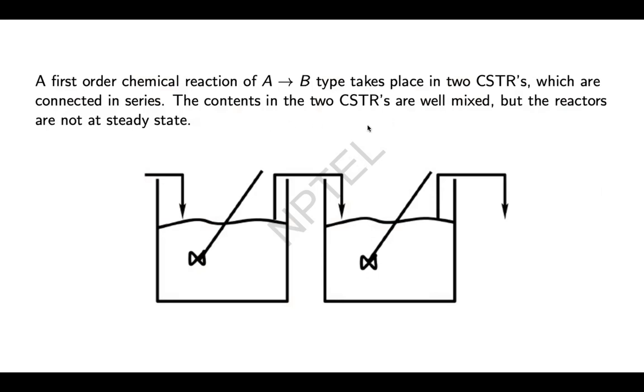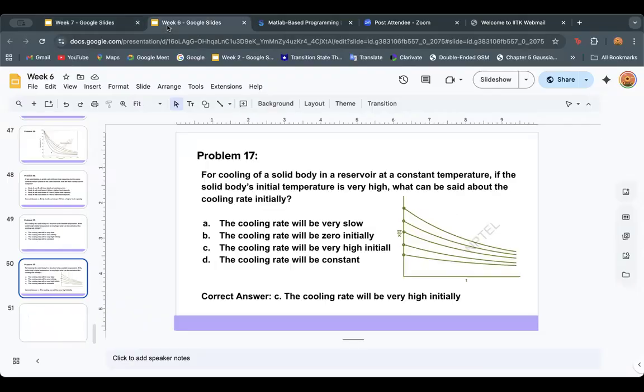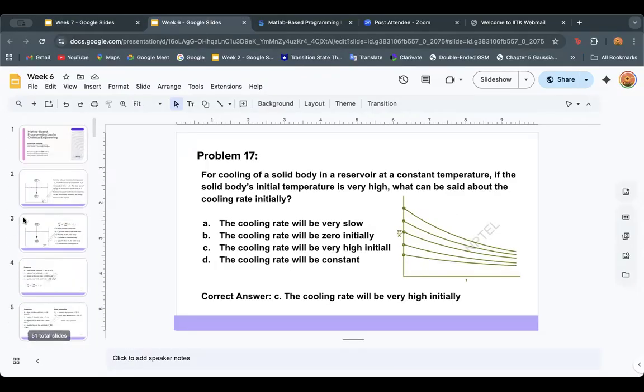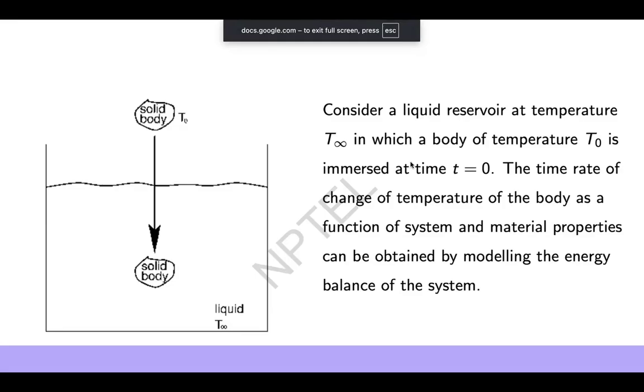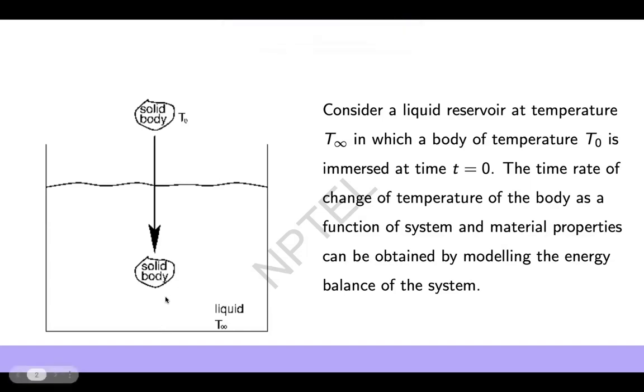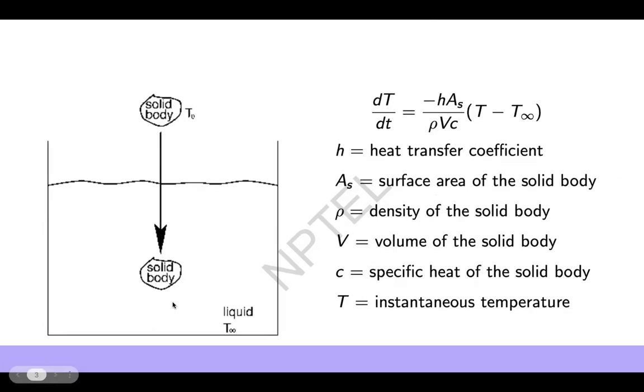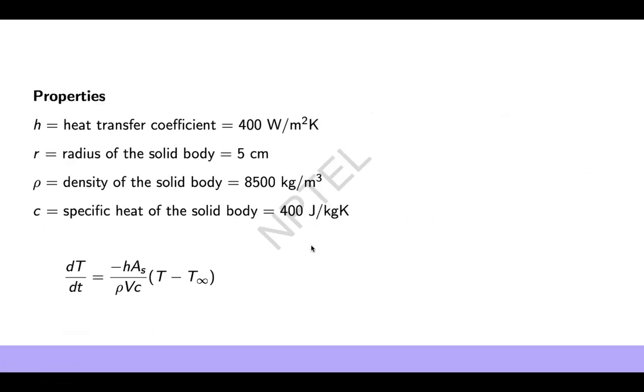The contents in the two CSTRs are well mixed, but the reactors are not at steady state, like I'll show you right now from the previous session. We had studied this system last week, where we studied how the temperature varies for the solid body with respect to a reservoir temperature which was kept constant. But that system was at a steady state.